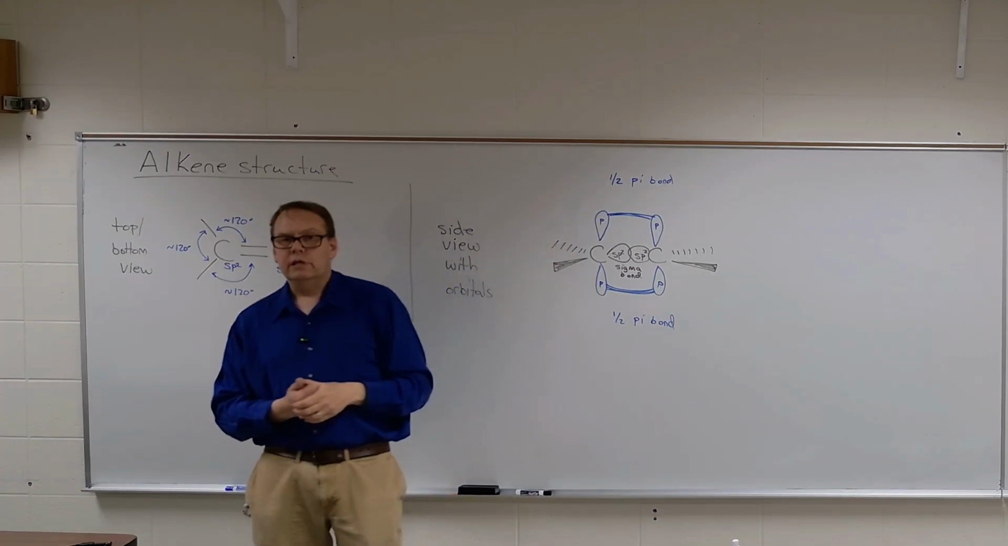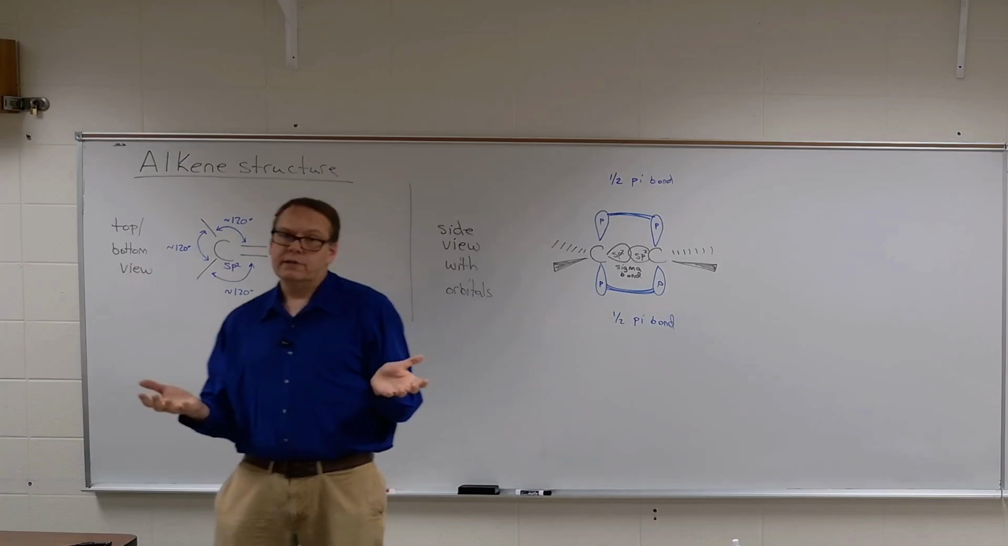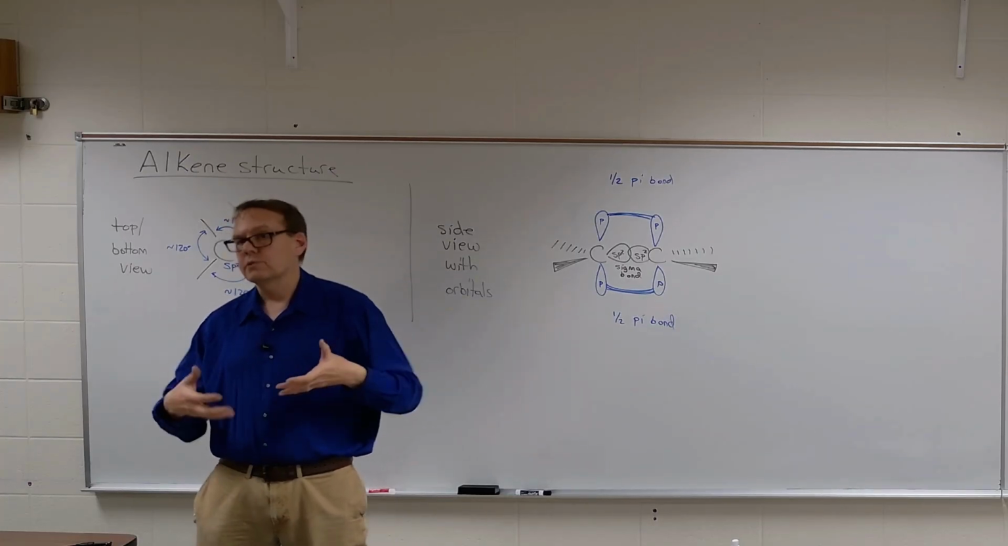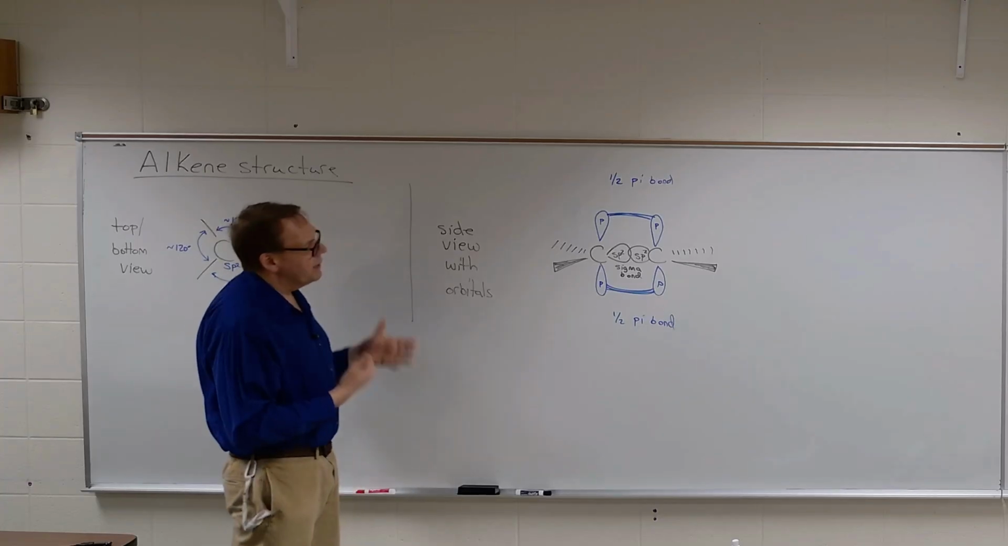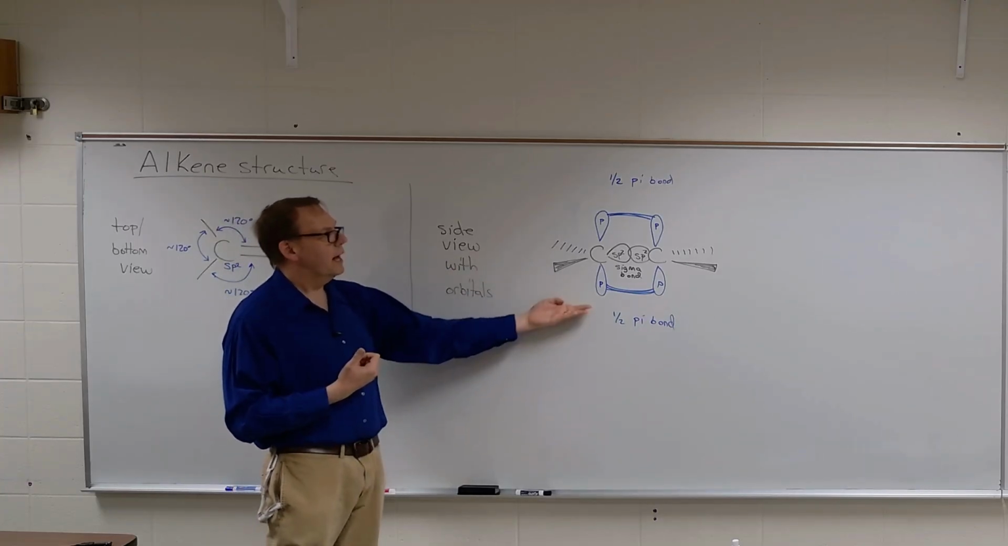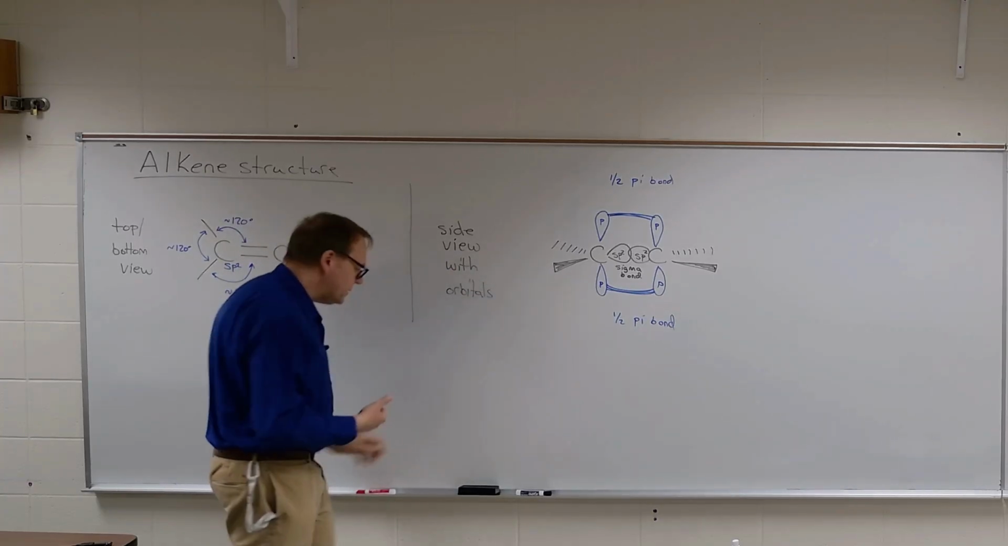So when we see alkenes reacting, and we're going to see that in chapter 10, the pi bond is the place where they break. And that's the weak link in an alkene. So anyway, that's a picture of alkene. What else can I tell you about alkenes?